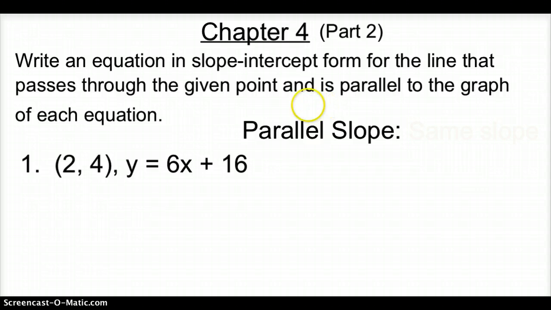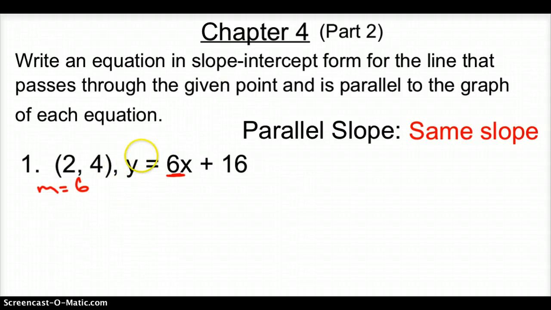Part 1. But before we get into this, we have to know what is a parallel slope. Well, a parallel slope is going to be the same slope that you are given. So the slope parallel to this line would be 6. So m is 6. The next part we need to know is what we did yesterday. Remember when we had y equals mx plus b?